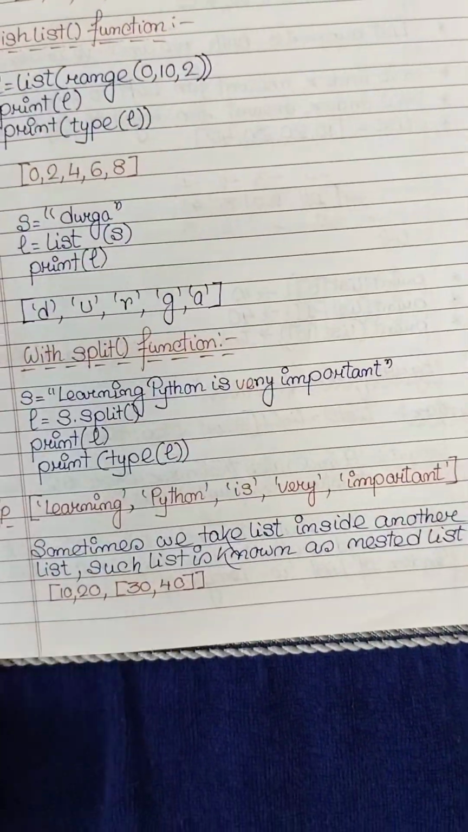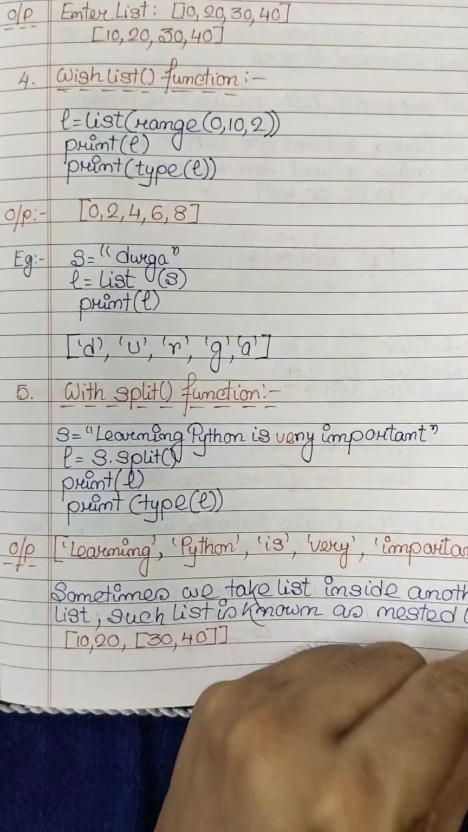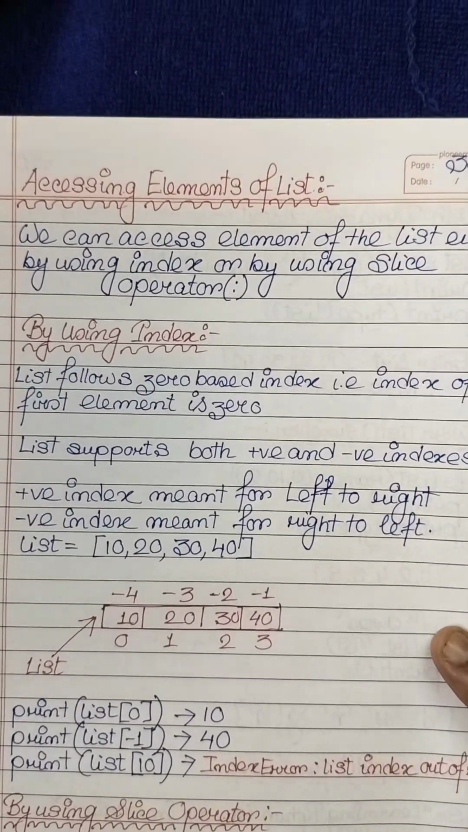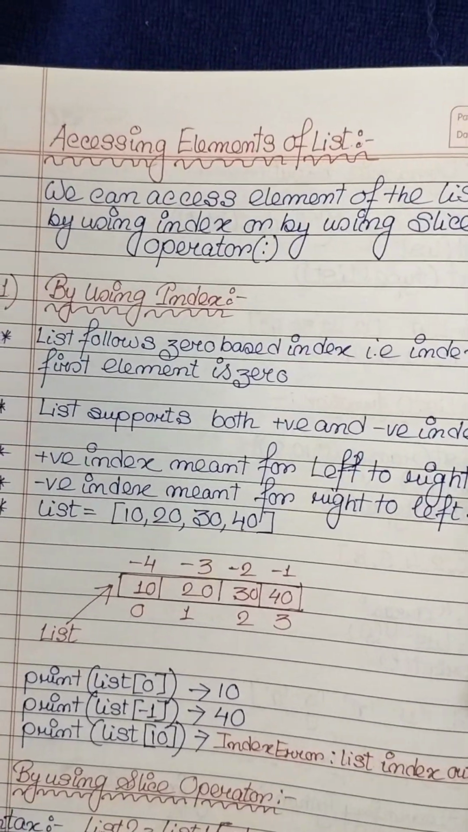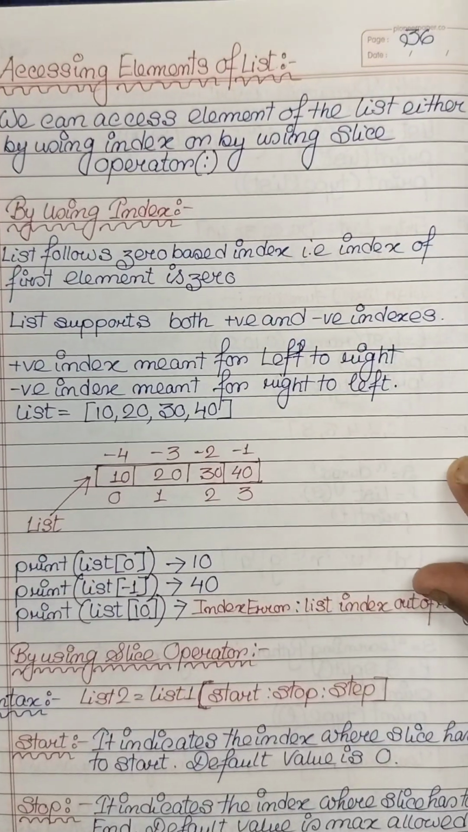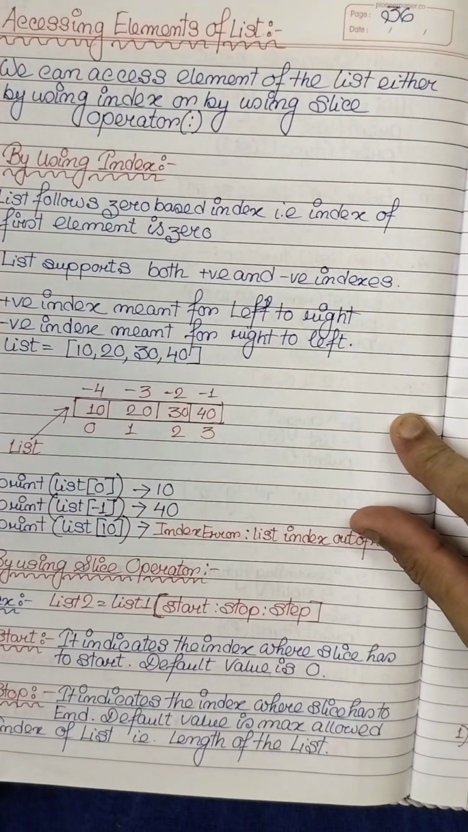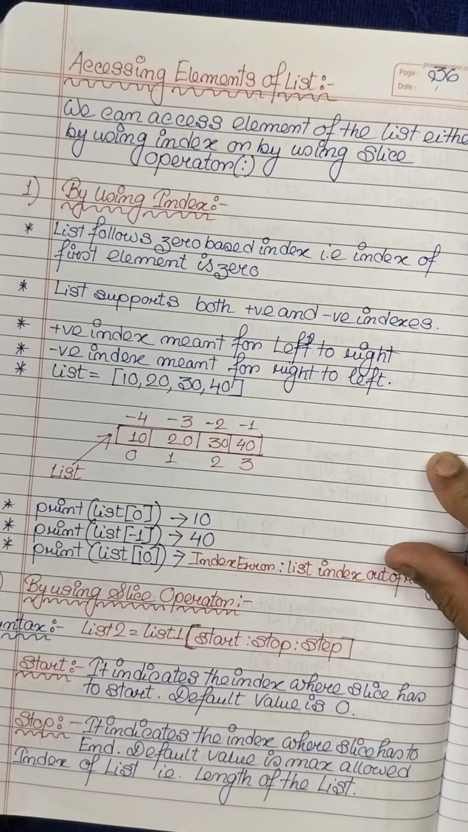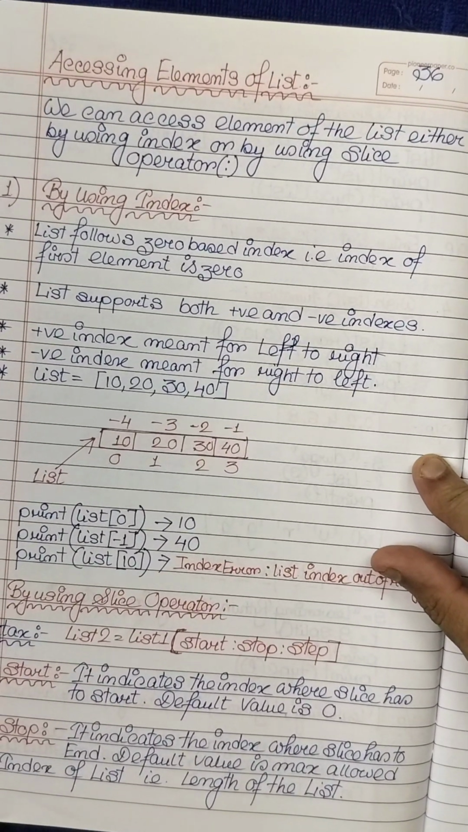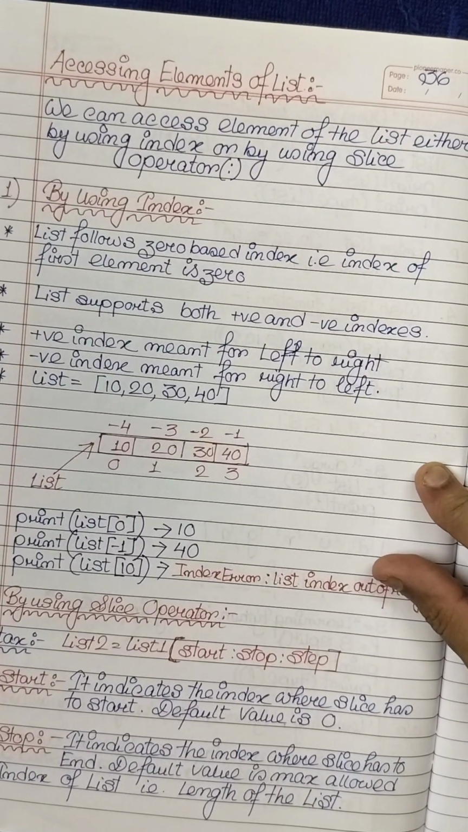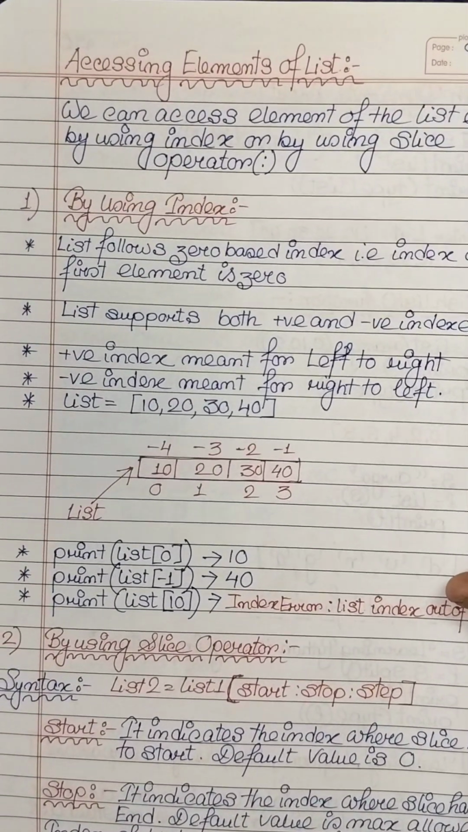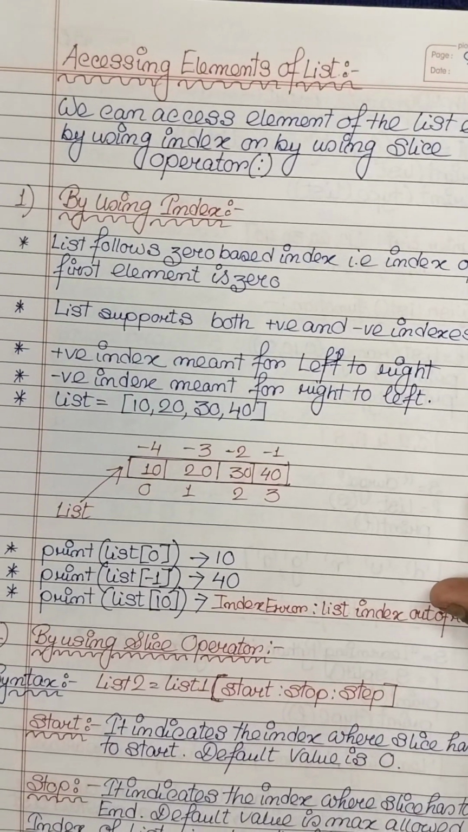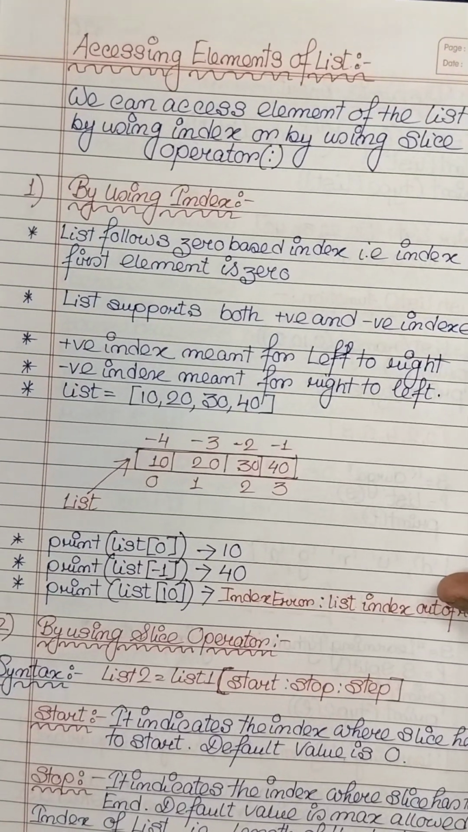Okay, friends, our next topic is accessing elements of a list. How to access the elements in a list? We can access elements of the list either by using index or by using the slice operator. I am now describing how to access elements by using index.